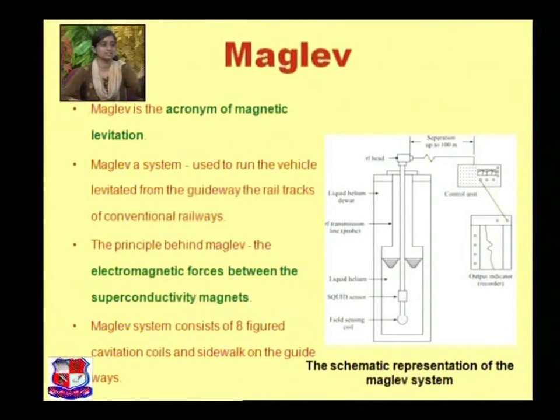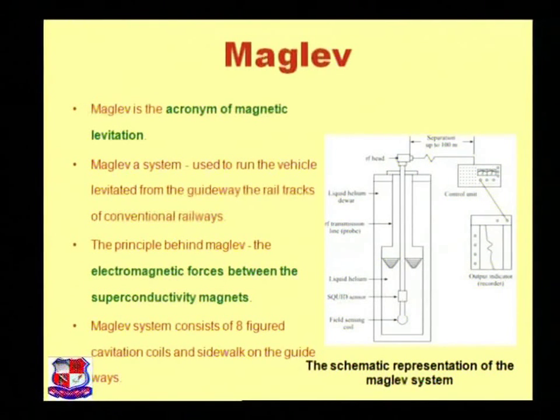Now here is the system of levitation: SQUID sensor, field sensing coil, and the schematic representation of the maglev system. In this system, the SQUID sensor, field sensing, and the liquid helium are in this tube. The tube length is up to 100 meters. Here are the output indicators and the control units. Now maglev is a system used to run a vehicle levitated from the guideway, the rail tracks of conventional railways. It is the best example of the maglev train.